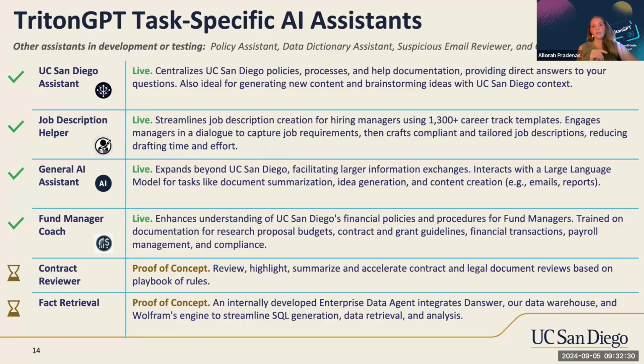And then I know Vince touched on both of the next two, the contract reviewer and the fact retrieval. Both of those are in proof of concept right now, but both very promising in terms of if we can use our assistant to create a playbook of rules to say, if you see a contract like this, or if you see a legal document that has these terms, this is how we would prefer to write those terms, and be able to redline that type of document for a user.